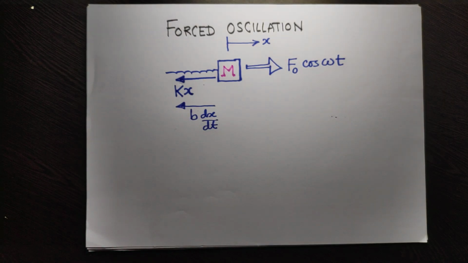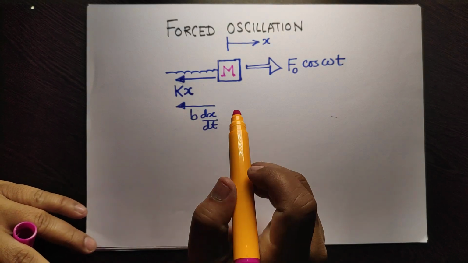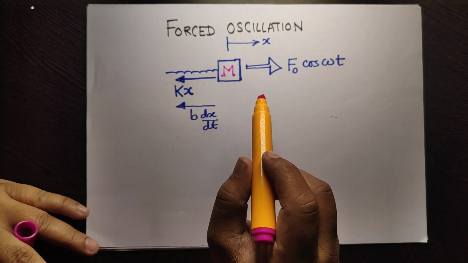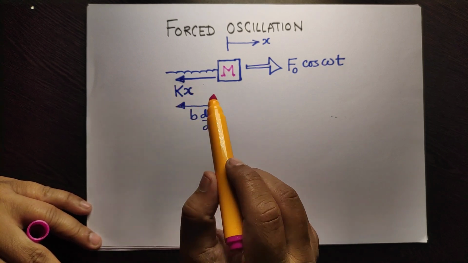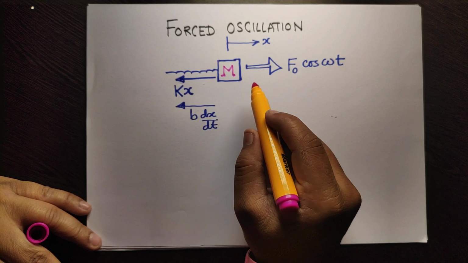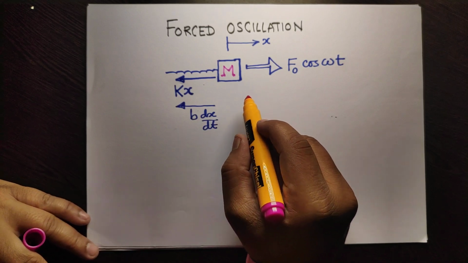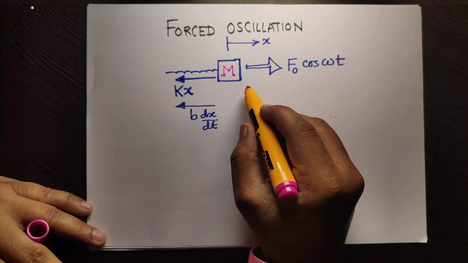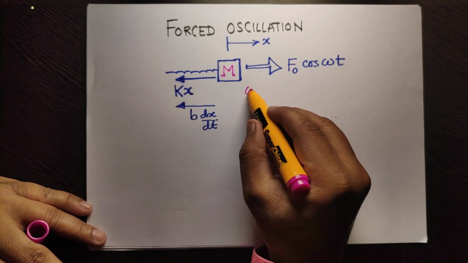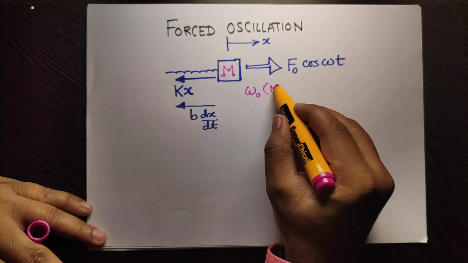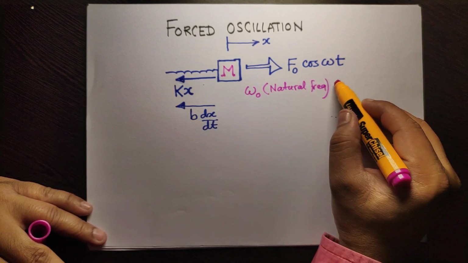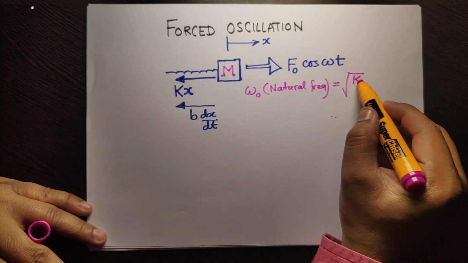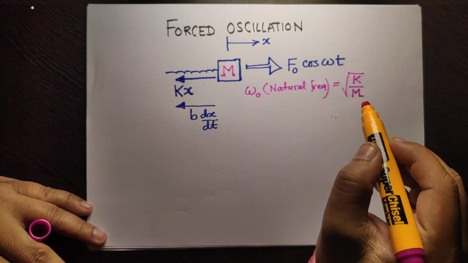Okay, so we'll learn about forced oscillations. In case of free oscillations, only this force acts, kx, right? And the natural frequency of the oscillations, say omega naught, is equal to root over of k by m. Okay.